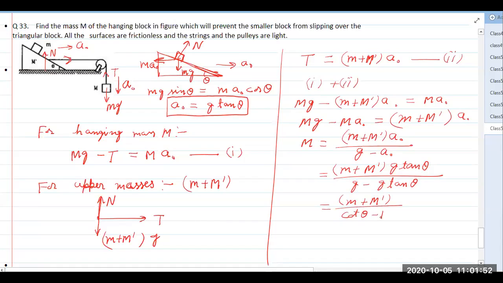In this way we can do it. The tan theta will be dividing, and it will be cot theta minus 1. So this is the mass of the hanging object, which will provide such acceleration that the small block will not slide on the triangular wedge.